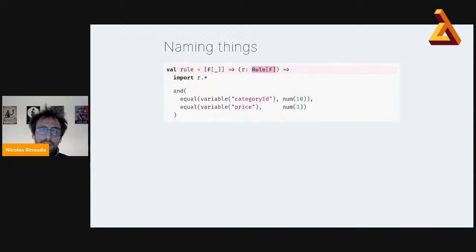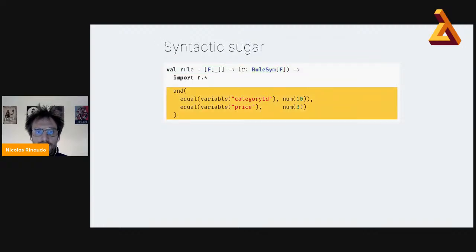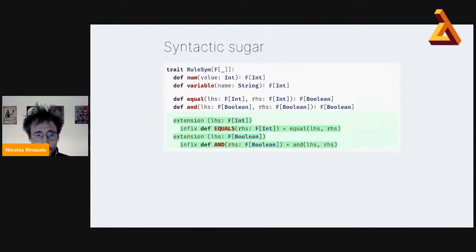And once we fix Rule to take a RuleSym, we're pretty much done, except for the fact that this looks nothing like the expressions we initially wrote. We're going to need to add some syntactic sugar, which is easily done. Here, we have defined the equals operator, which given a left-hand side and a right-hand side, calls the equal method on both. Similarly, and, which given a left-hand side and right-hand side, calls the and method on both.